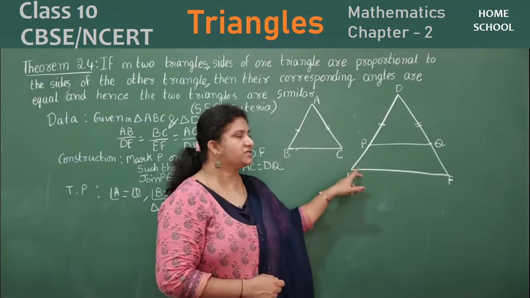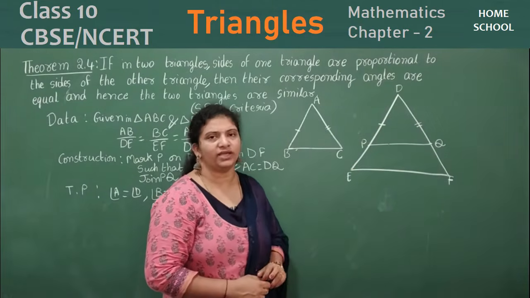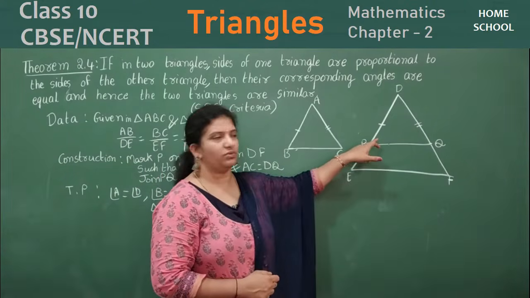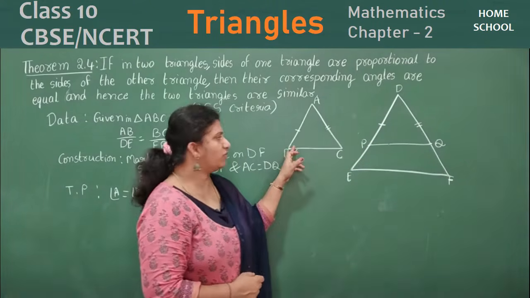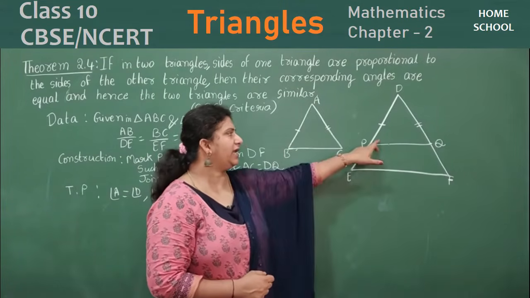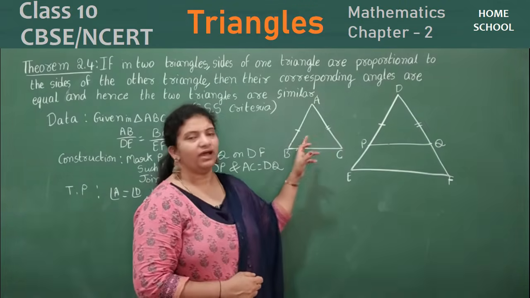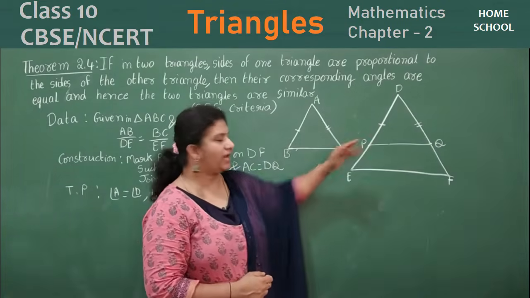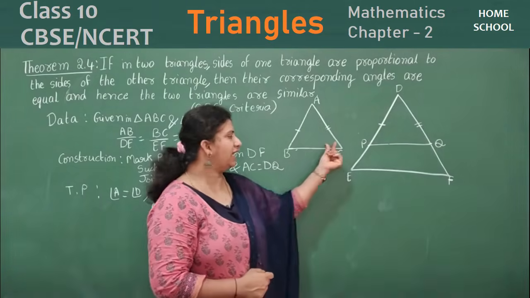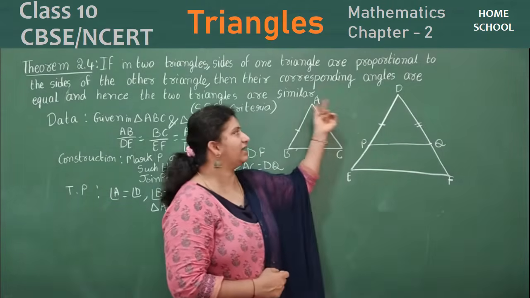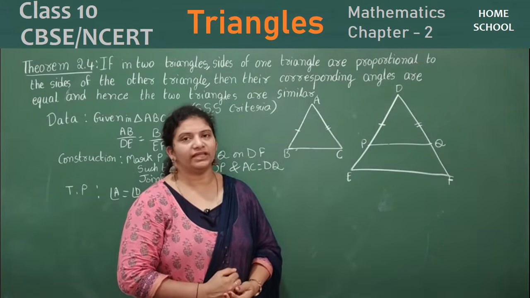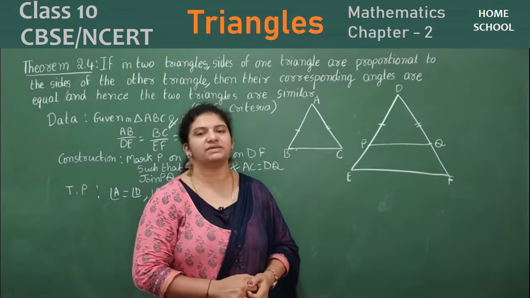So if these corresponding angles are equal, what can you say here, children? Then this angle P is equal to angle E, and angle P is equal to angle B also. At that time you can skip the common angle, such that angle B is equal to angle E. Similarly, angle C is equal to angle F, and angle A is equal to angle D. Finally, the angles became equal. Therefore, the two triangles are similar.